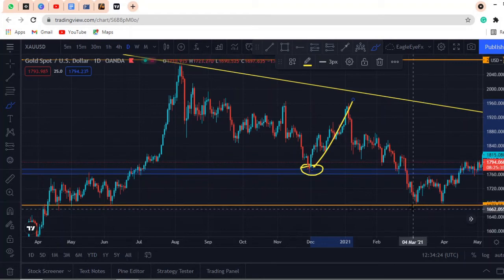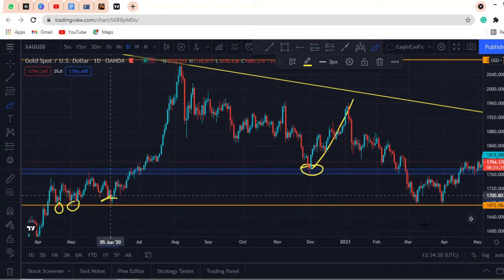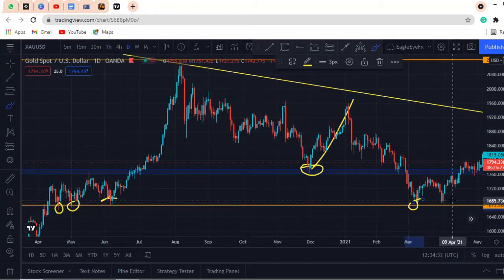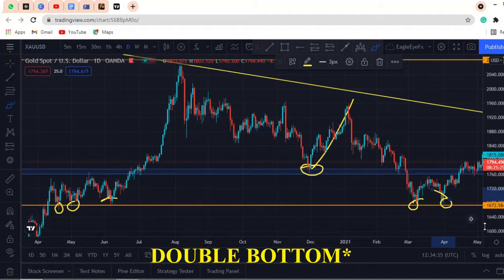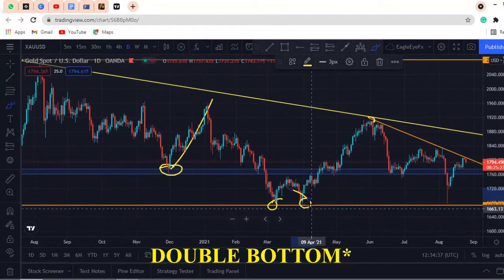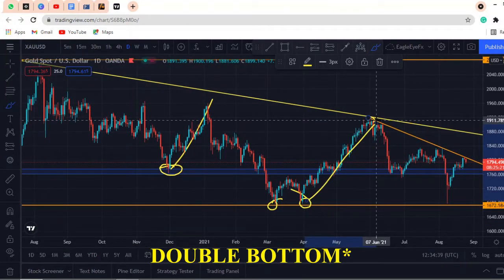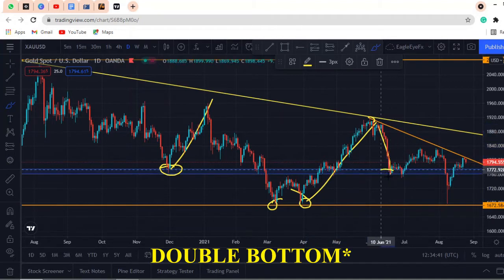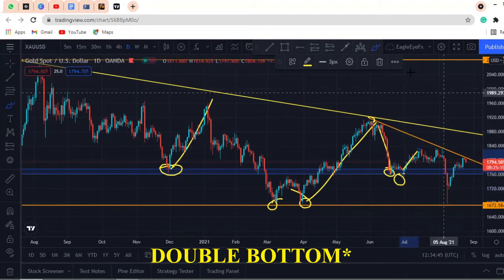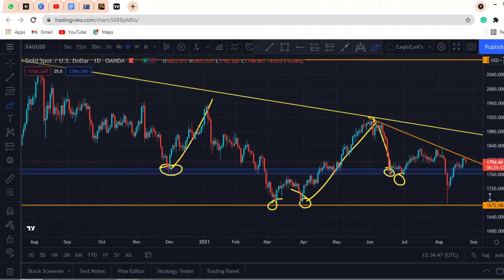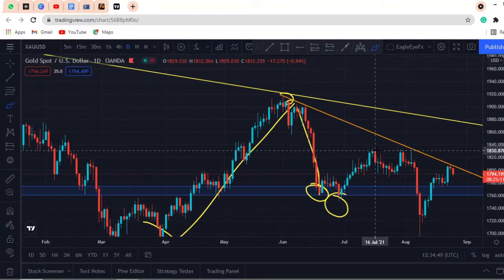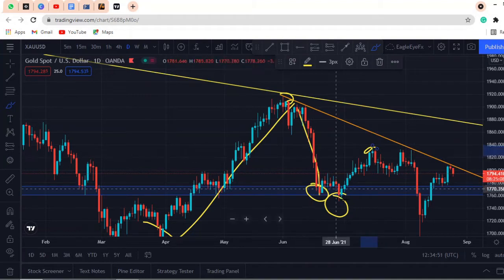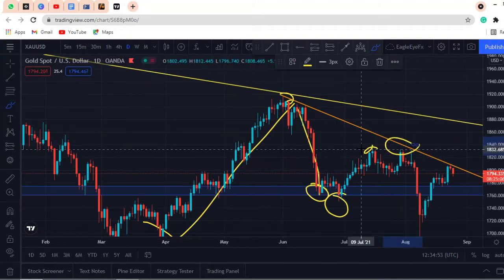came here, it was able to break, came to this level here. You see this another level here that acted as support, came to that level and formed a double top, before it pushed all the way here, then came to this level again, formed another double top and pushed here. Then when it came here, as you can see, if I zoom this correctly, you see this is a double top.